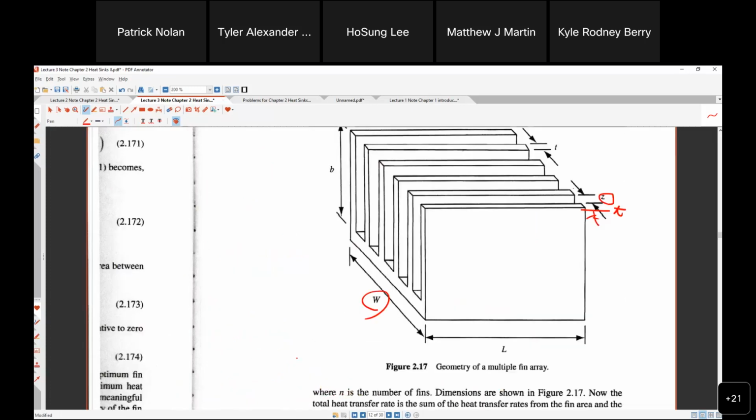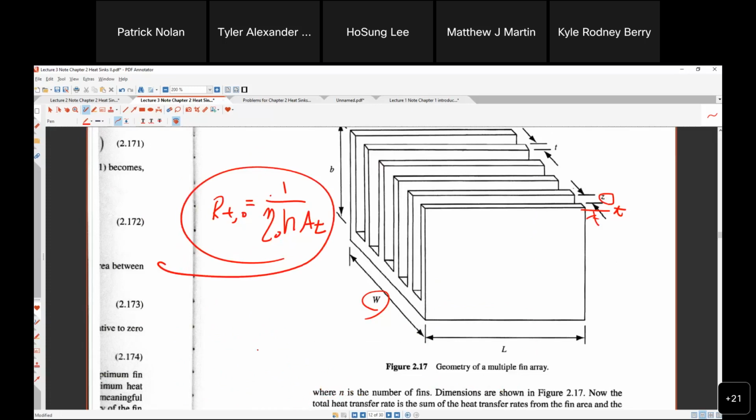So a little bit here, total resistance is, you have to remember, one over overall h A_T. A_T is a total heat transfer area. This is very useful. No matter how complicated, turns out this is it.